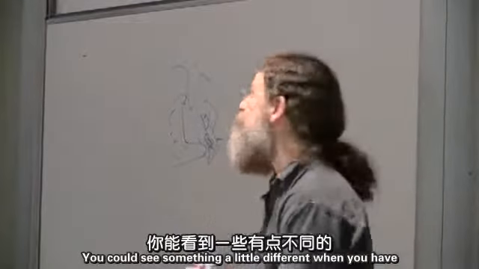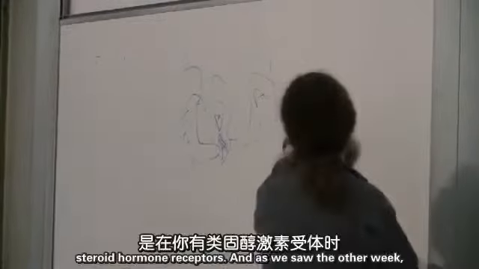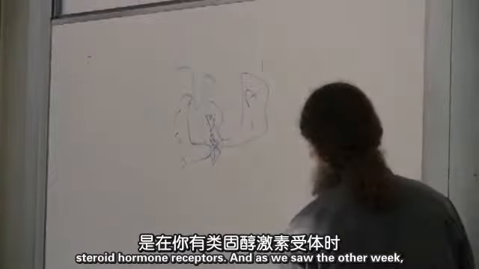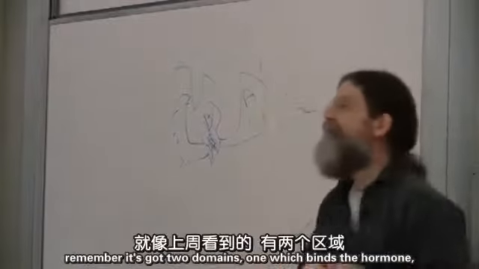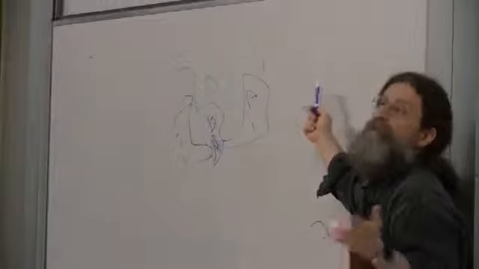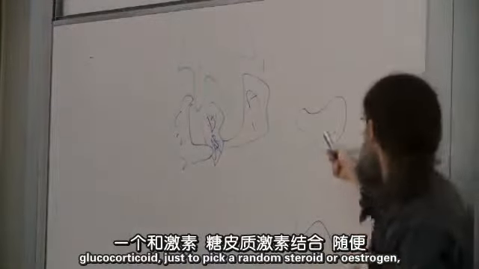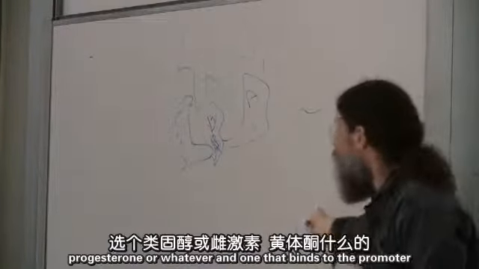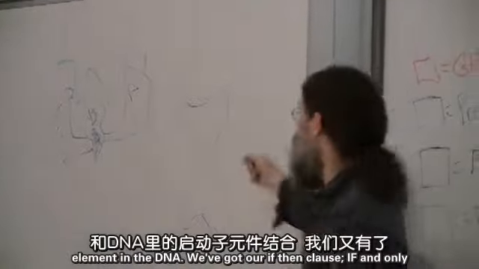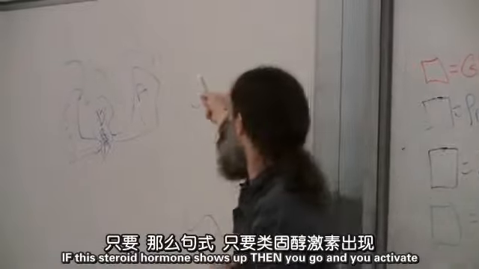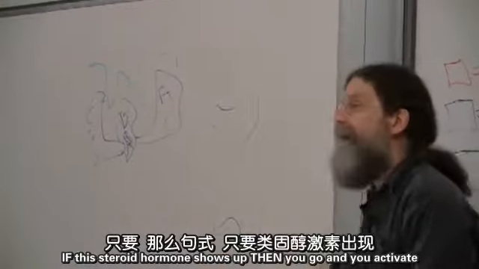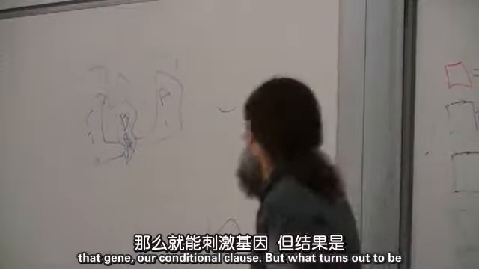You could see something a little different when you have steroid hormone receptors. And as we saw the other week, remember it's got two domains, one which binds the hormone, glucocorticoids, just to pick a random steroid, or estrogen, progesterone, or whatever, and one that binds to the promoter element in the DNA. We've got our if-then clause. If and only if this steroid hormone shows up, then you go and you activate that gene, our conditional clause.